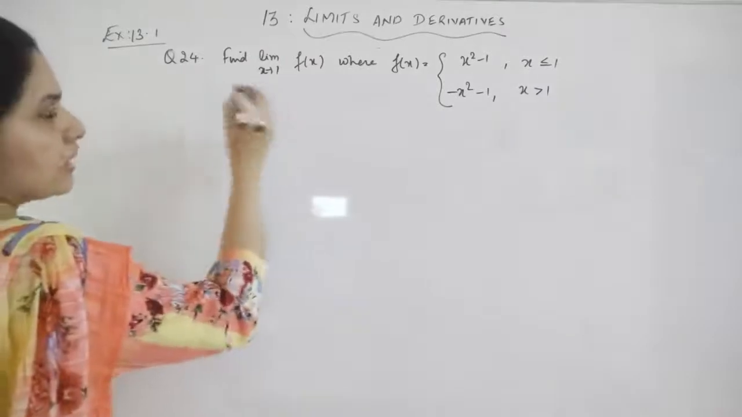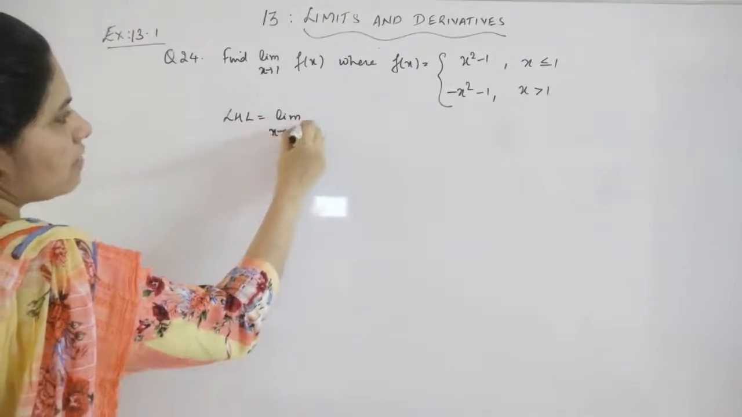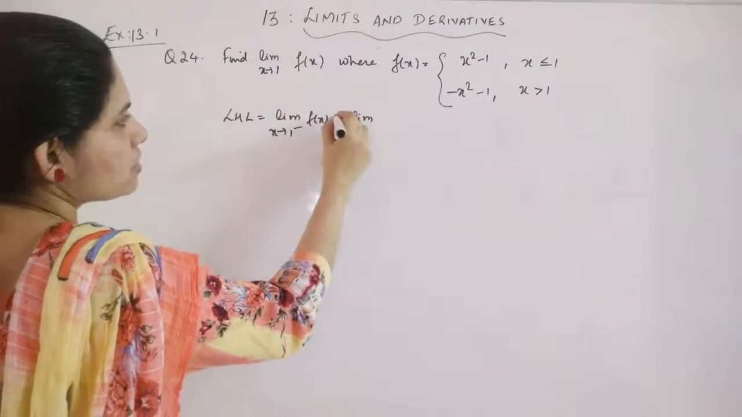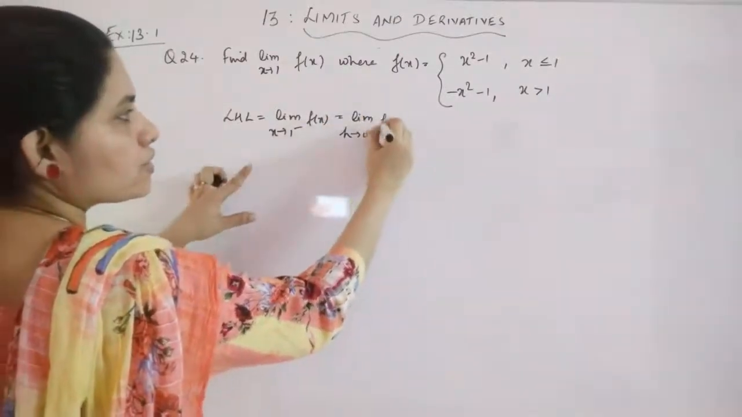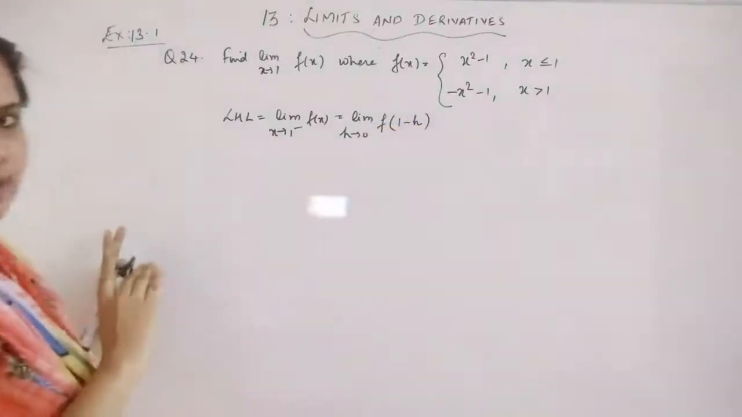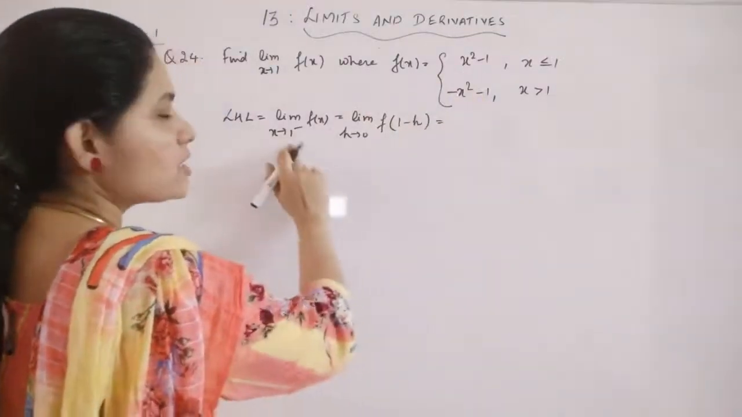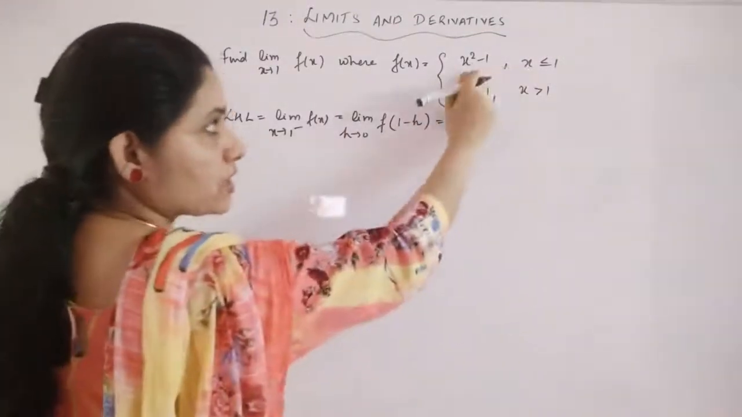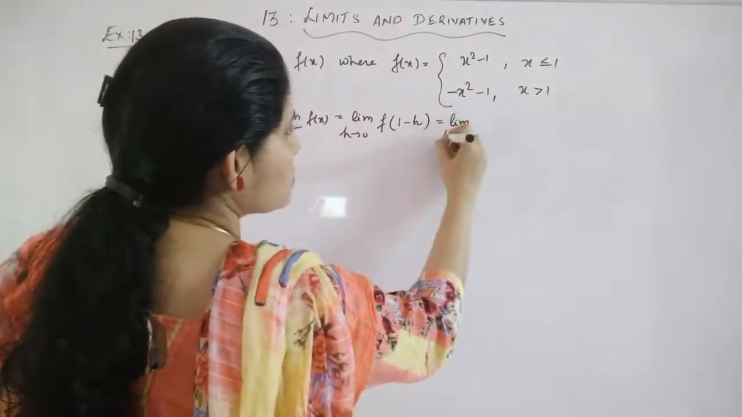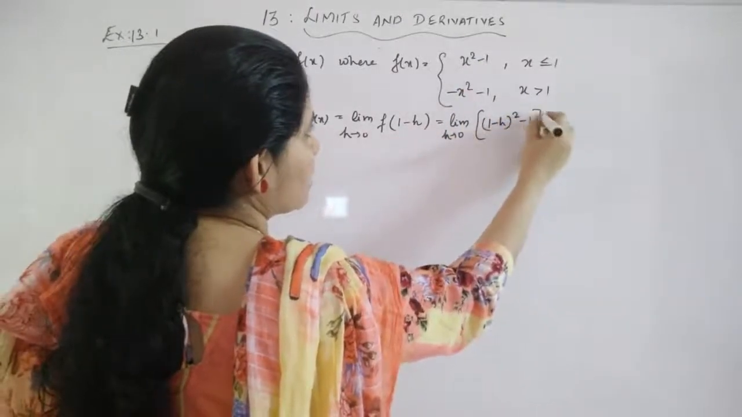Now if I am using the h type, the left hand limit is equal to limit x tends to 1 minus f of x, which can be replaced with limit h tends to 0. Here you will choose your x to be less than 1, right? So it is 1 minus h less than 1. Since it is less than 1, you have to use this function, and in this function you have to replace your x with 1 minus h. So you will get limit h tends to 0, instead of x, 1 minus h the whole square minus 1.